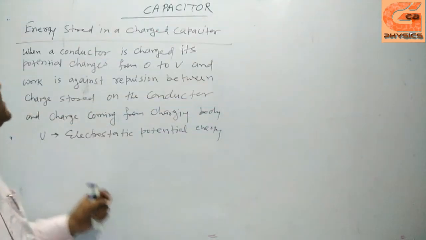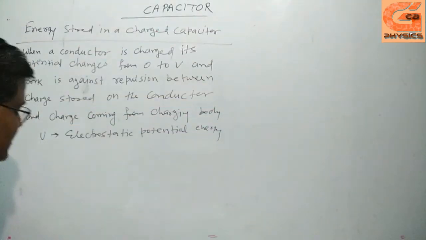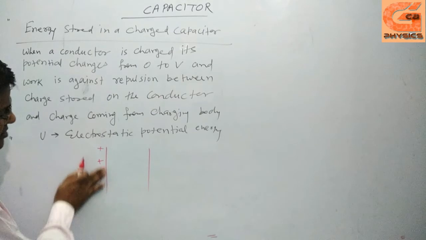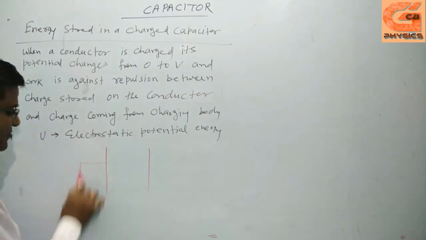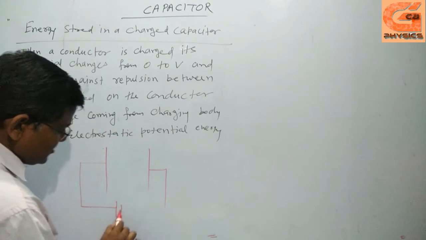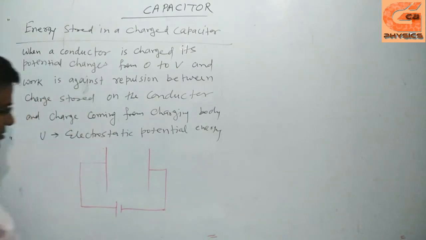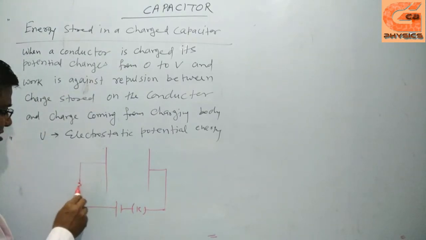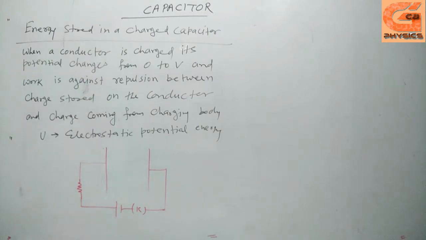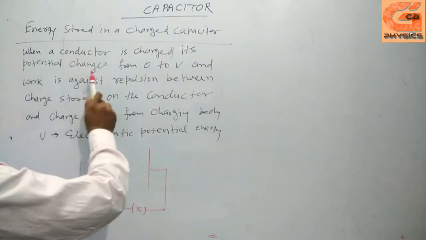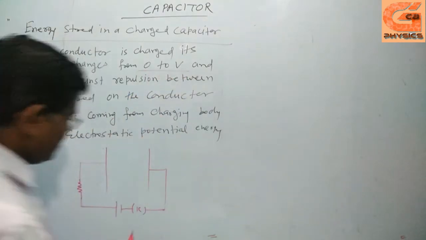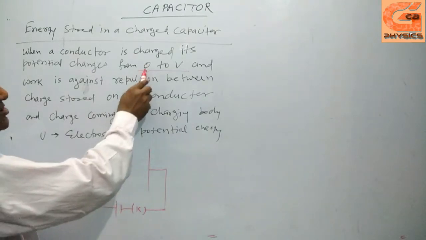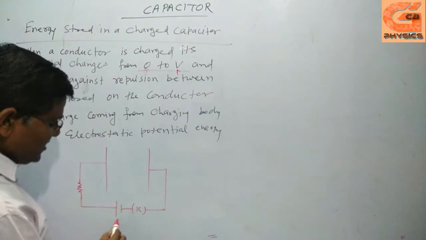Now the topic is energy stored in a charged capacitor. Suppose this is a capacitor, with one plate positively charged. Suppose the charging body is a battery cell, this one is the cell, this is the key switch, and you may arrange a resistor for the current. When a conductor is charged, its potential changes from 0 to V volt. When the switch is off, the potential difference between these plates is 0. When fully charged, it becomes V.